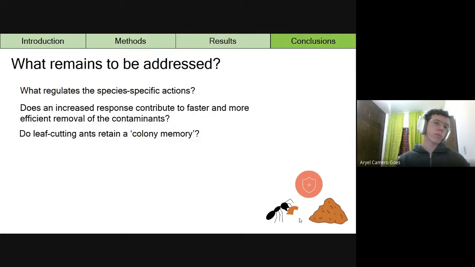And what remains to be addressed? What regulates these species-specific actions? Is it the odor, the lifestyle of the fungi, or even the germination rate? We don't know. Does this increase contribute to faster and more efficient removal of the contaminants? And do leaf-cutting ants retain an information memory? So who's retaining this information about the past exposures? Is it the ants, the fungus garden, or the other microbes associated in the system? We don't know yet.